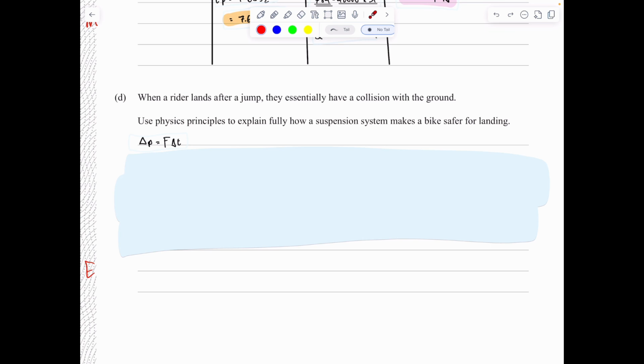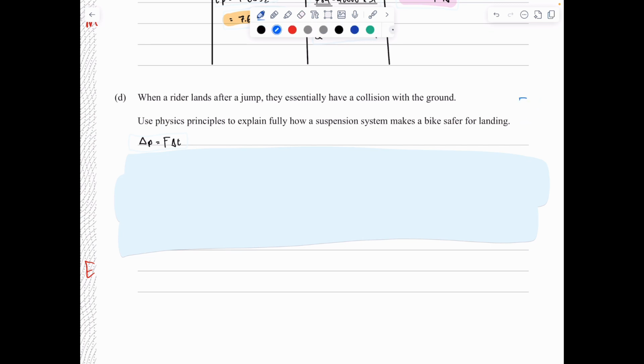Okay, so what is happening here? Well, before we delve into the answer, let's have a little bit of a think. What are the springs doing in the bike when they land? They're compressing as the bike lands, okay? If we didn't have springs, imagine that bike wheel hitting the ground directly. That's going to be pretty rough.